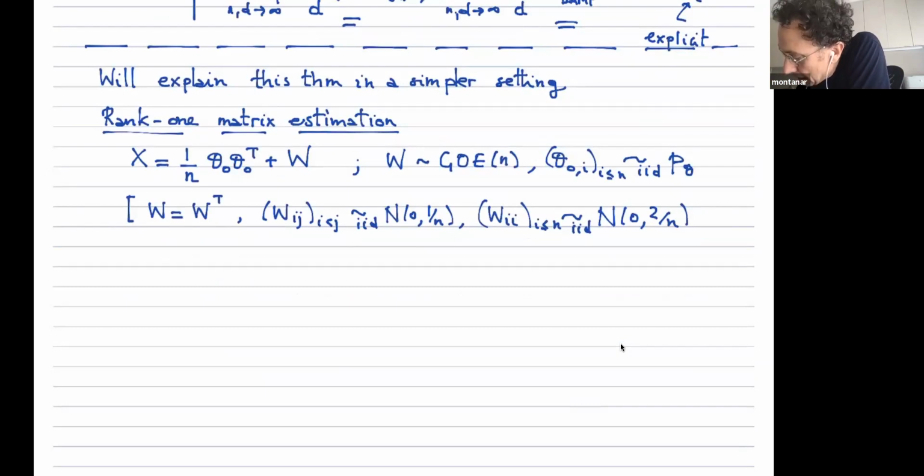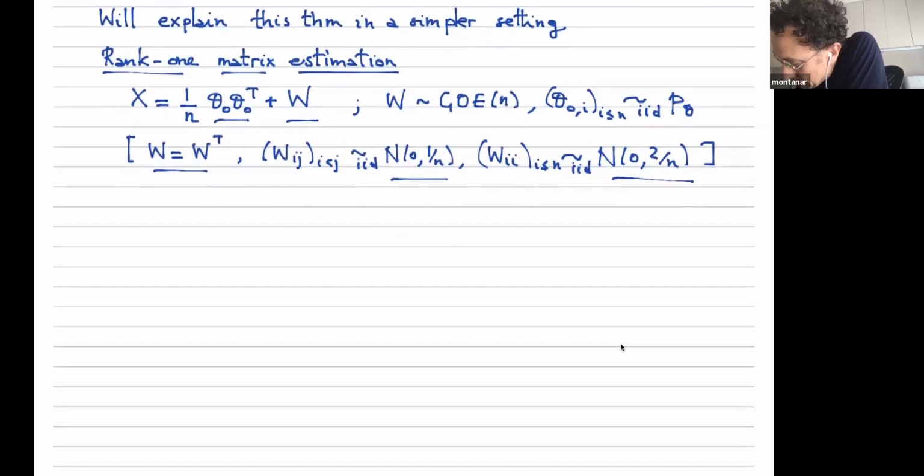You have a noise matrix, which is a GOE matrix. What I mean by this is a symmetric matrix with entries above the diagonal that are normal 0 or 1 over n, and on the diagonal, the convention is 2 over n. Then you don't observe θ0, but you observe θ0 θ0 transpose plus noise. The scaling 1 over n is chosen so that the two pieces, the signal and the noise, have the same operator norm. So they are comparable.